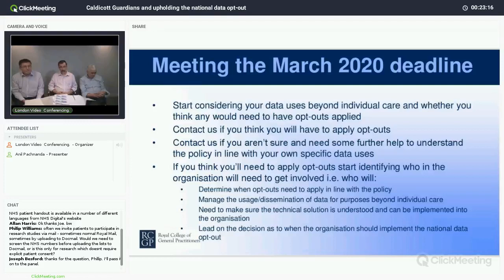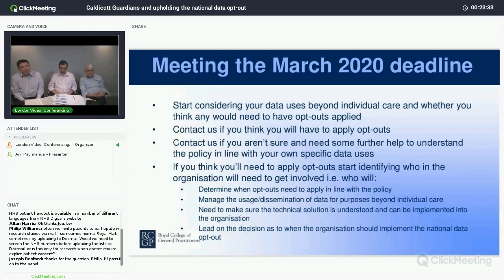So if you think you've got situations where you do need to apply opt-out, please get in touch and let us know. Or if you're not sure, again, get in touch and we should be able to help you out in terms of understanding the policy and how that applies to your specific data uses.